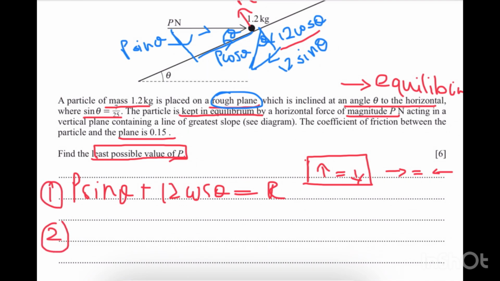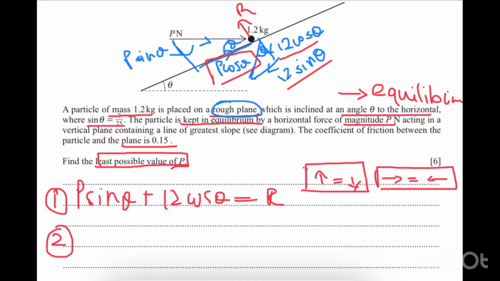Now we have the second condition, which is that the forces acting leftwards must be equal to the forces acting rightwards. One force that we have is this P cos theta, which is acting upwards, and this 12 sine theta, which is acting downwards. So the first scenario is that the particle moves upwards. In that scenario, friction would act downwards, making P cos theta equal to friction plus 12 sine theta, since they're both acting in the same direction.